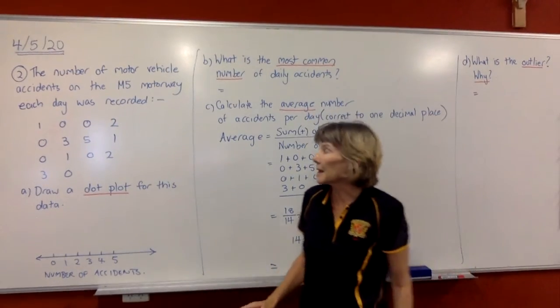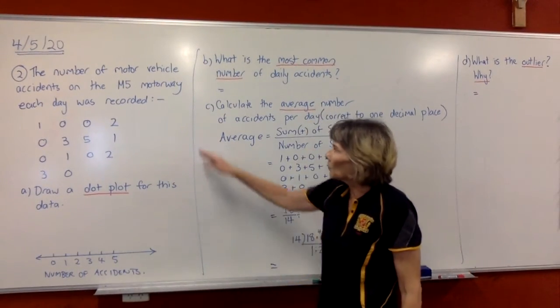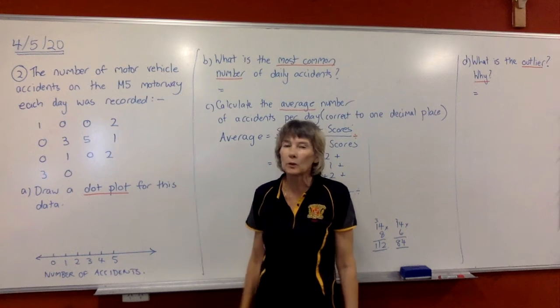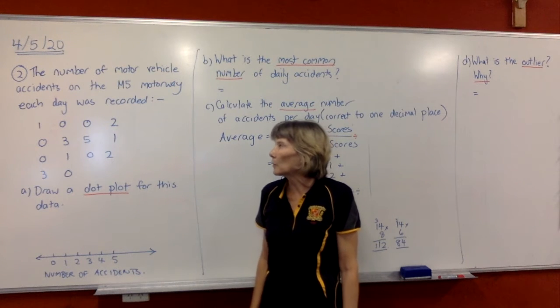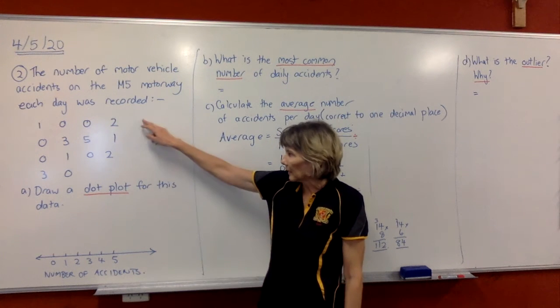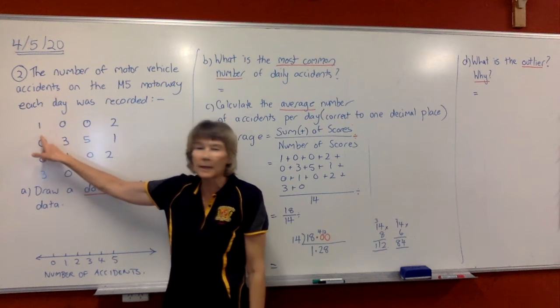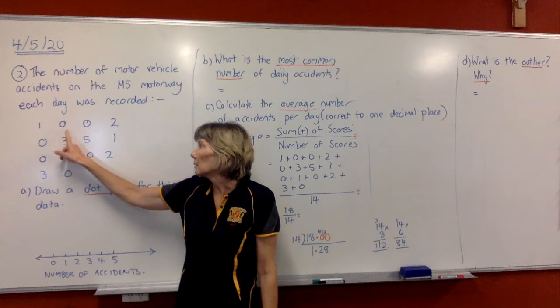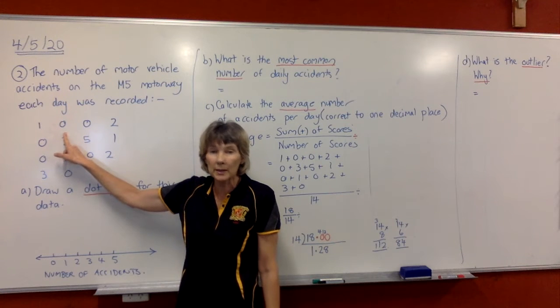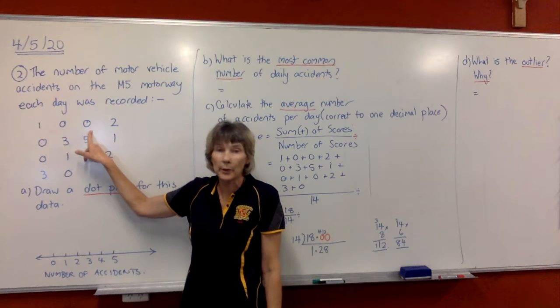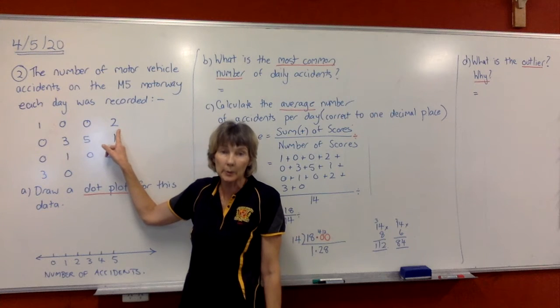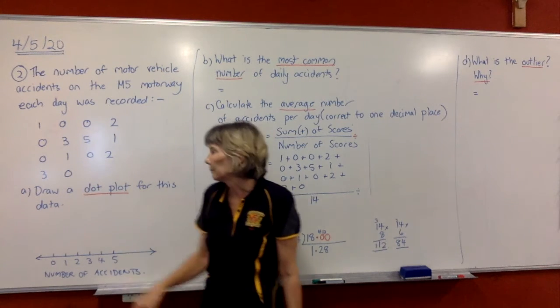Boys, so we're doing example two. This one tells us the number of motor vehicle accidents on the M5 motorway each day is recorded. And here are all the numbers of accidents. So it means that one day there was one accident, the next day there were no accidents, the next day there were no accidents, the next day there were two accidents, etc.